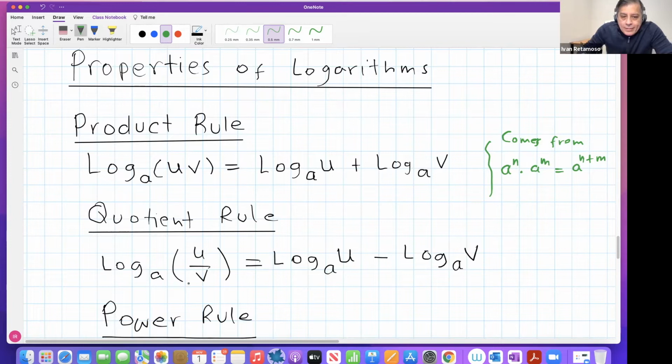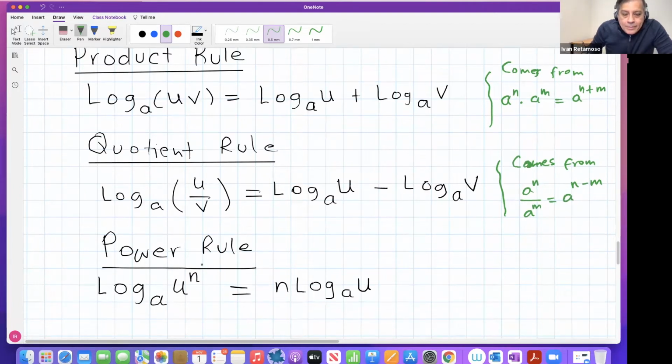They say that the log of a quotient is the difference of the logs, right? The difference of the logs. Now it comes from the following fact when you study these exponential expressions: a raised to n divided by a raised to m is equal to a raised to n minus m, right? From there, remember, the log is the exponent. So from here, this fact.